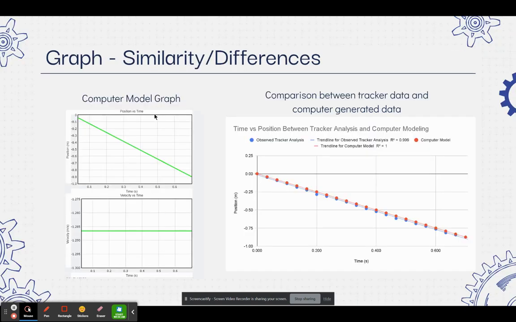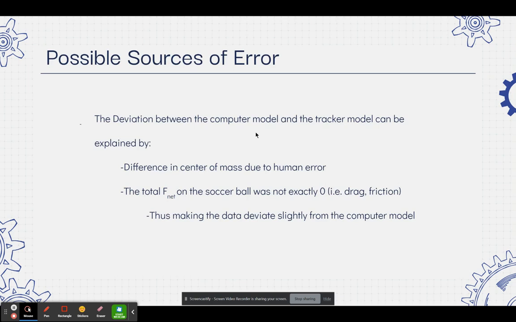Now, a simple comparison between the two: as you can see, the red points are the computer model, the blue points are the observed tracker analysis, and both are very linear and very close, with only slight deviation. That deviation can be explained by the difference in the center of mass due to human error, as we are estimating where the center of mass is in tracker. And the total net force on the soccer ball isn't exactly zero, but we assume it is. That tiny bit of net force acting on the soccer ball causes the deviation.